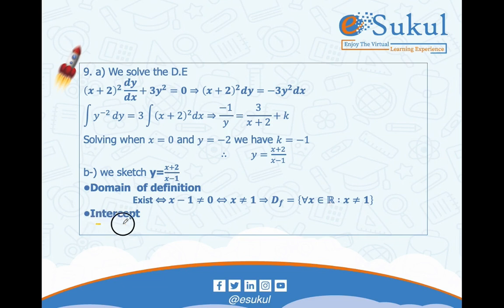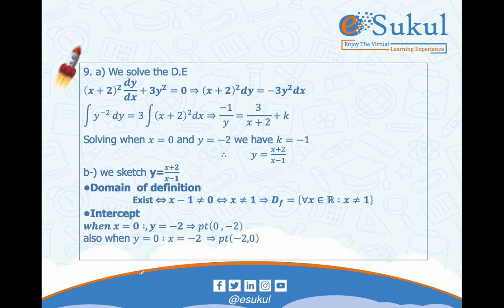Second, we get the intercept. So when x is 0, we have y equals to negative 2. So the generated point will be 0 and negative 2. And when y is 0, we have x equals to negative 2. So our intercept point generated will be negative 2, 0.